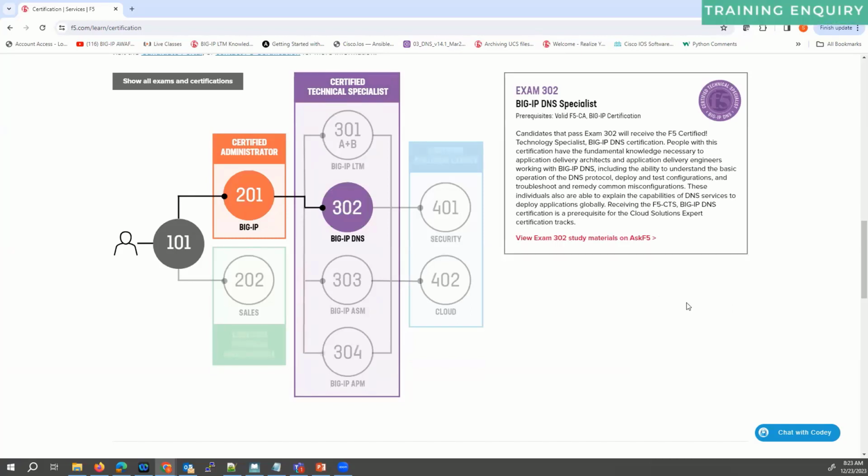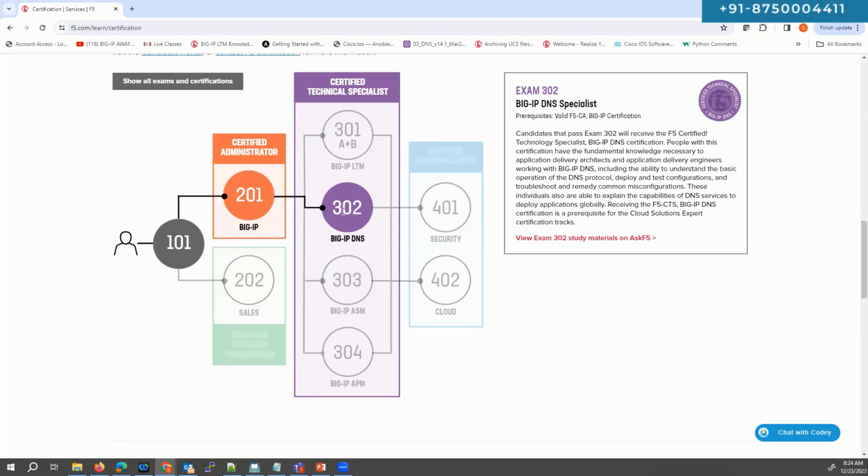But there is a condition. You can't really take this 302 directly if you have not gone through 101 and 201. So it's important for you to go through 101 and 201 before you take this 302 exam, right? Before that, you must make sure that you have already passed 101 and 201. Then after, you can take this 302. So 302 has a dependency on 201, and 201 has a dependency on 101. So you can't bypass them.